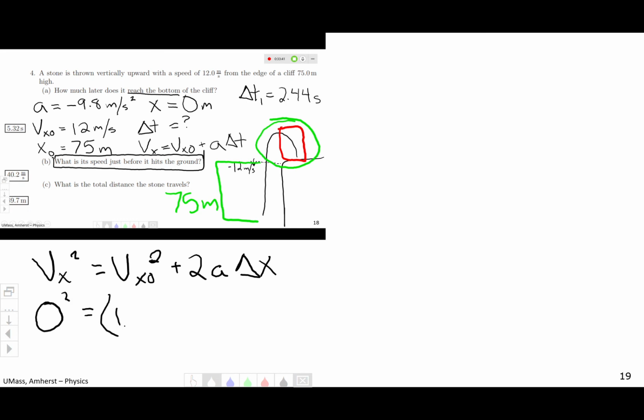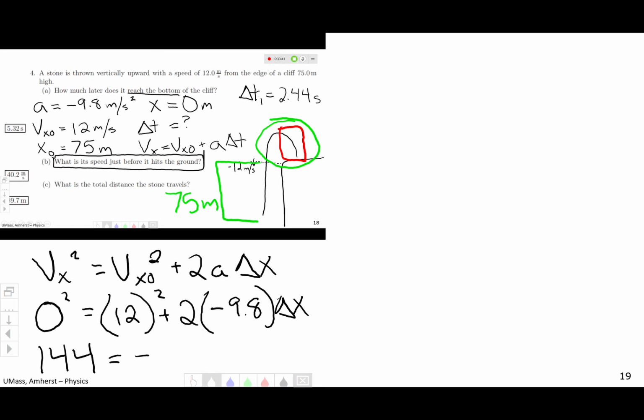Our initial velocity is 12, plus 2a, negative 9.8, delta x. Squared on there, so 0 equals 144 minus 19.6 delta x. So that delta x is 144 divided by 9.8. Nope, not 9.8. 144 divided by 19.6. Thank you very much.